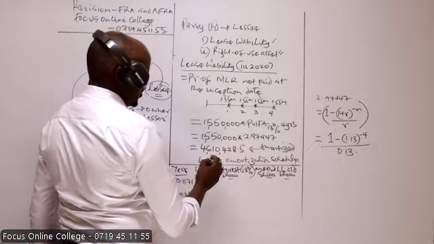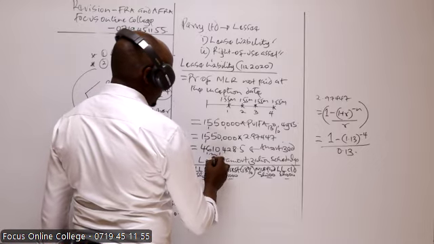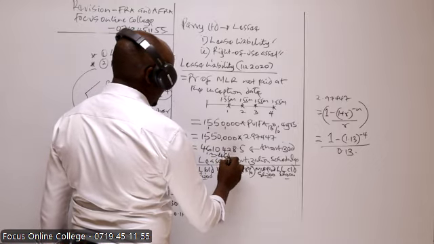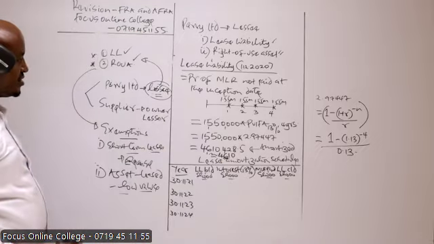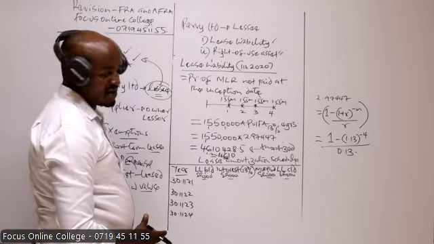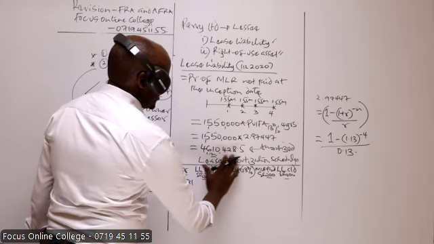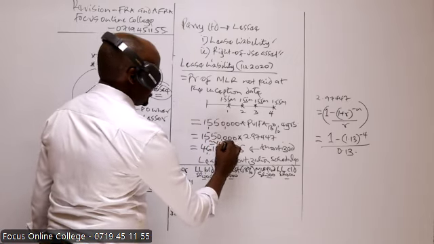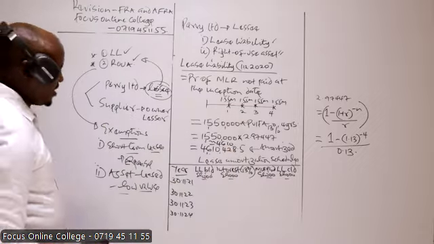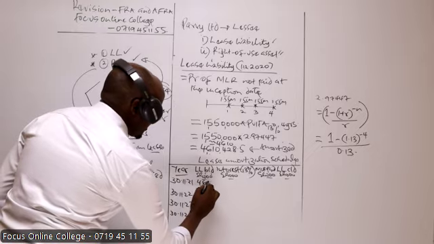So to the nearest 1,000 of shillings, this one would be equal to 4610. Is that the case? 4610 to the nearest 1,000 of shillings? Yes, 4610. So that is what we are going to start with here, 4610.